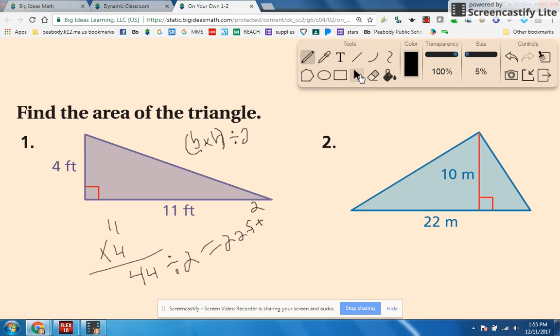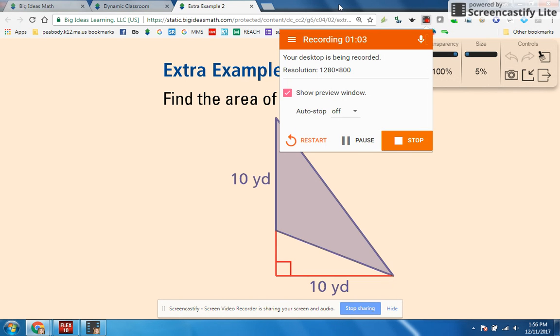Okay? So I'm going to have you guys pause and try this one here. So base times height and then cut your answer in half. So try that one.